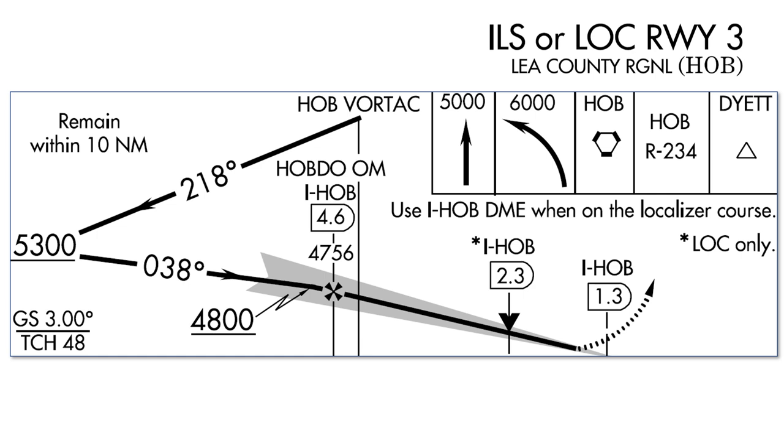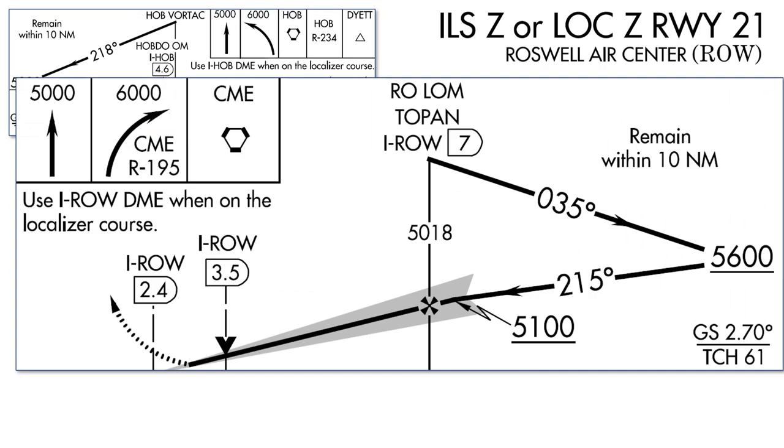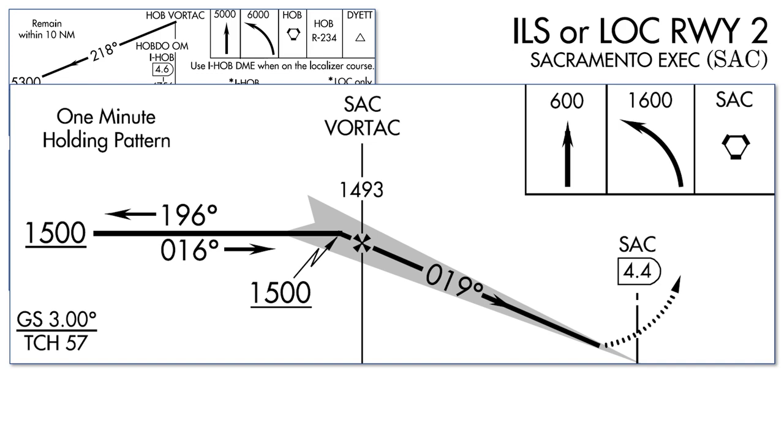The glideslope intercept is 4,800, but the altitude listed at the cross is 4,756. Here's another, the ILS Zulu at Roswell. Glideslope intercept at 5,100, but 5,018 crossing the Maltese cross. Finally, the ILS at SAC Exec, 1,500 glideslope intercept with the Maltese cross at 1,493.